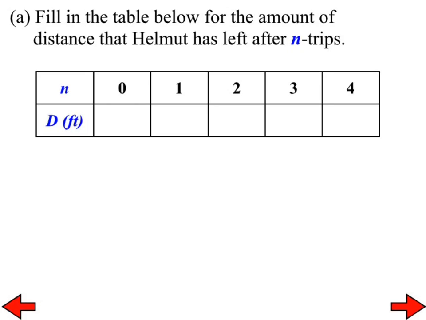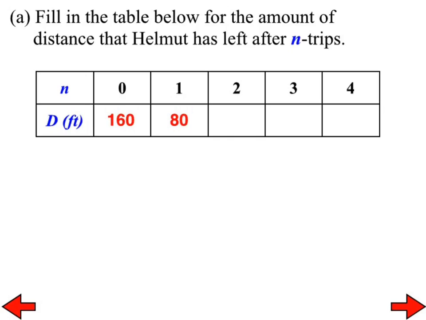After 0 trips, how many feet was Helmut from the lighthouse? Say that again, please. Well, he's 160 feet from the lighthouse. Each trip, he basically cuts that distance in half. So after the first trip, how far is he from the lighthouse? 80. All right, finish off the table, please.